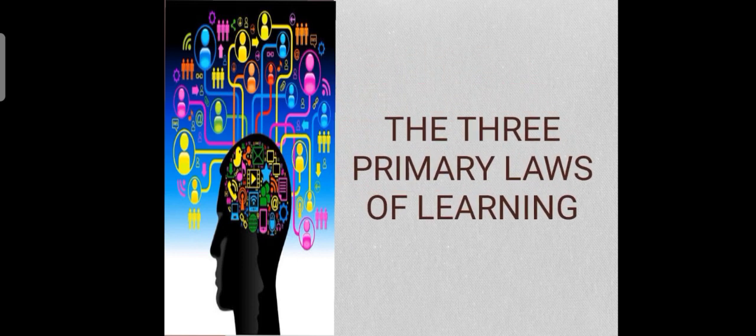So we have here the three primary laws of learning. The three primary laws of learning are often referred to as the principles of learning. These are foundational concepts that describe how learning takes place. These laws were proposed by the American psychologist I've mentioned, Edward Lee Thorndike, in the early 20th century. Let's go to the first primary law of learning.